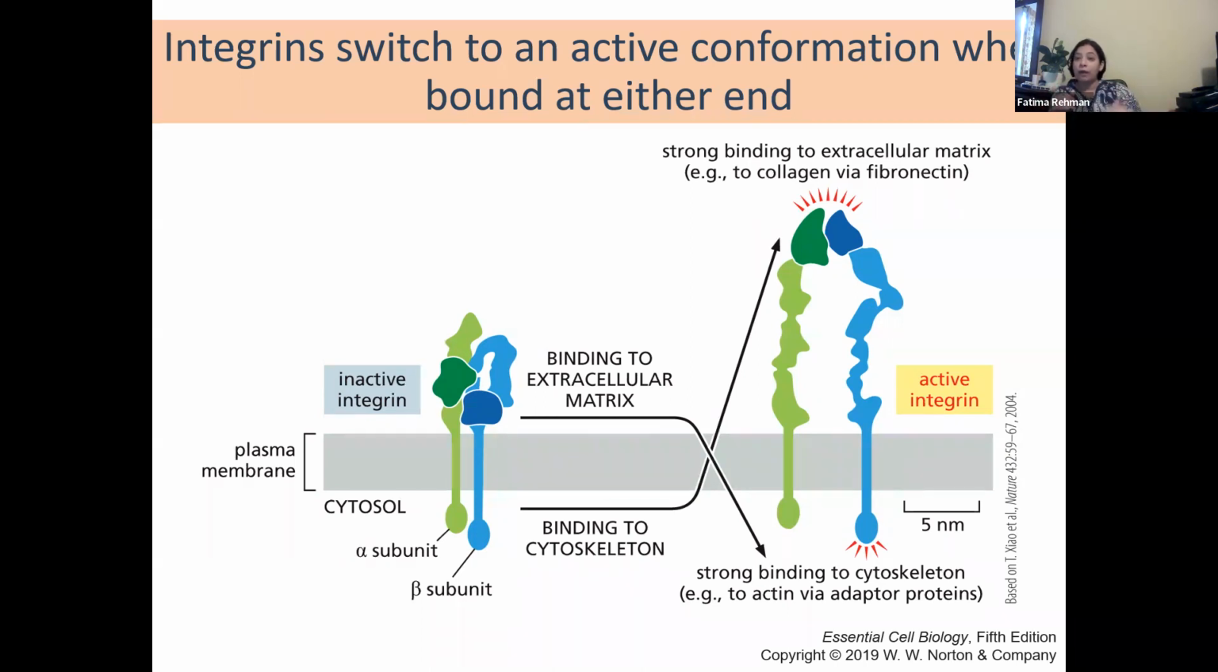But when you have that binding, when you have the attachment proteins there, and it starts to bind to that surface, it automatically helps to promote binding to the cytoskeletal part of it as well, making that structure strong and maintaining its shape.